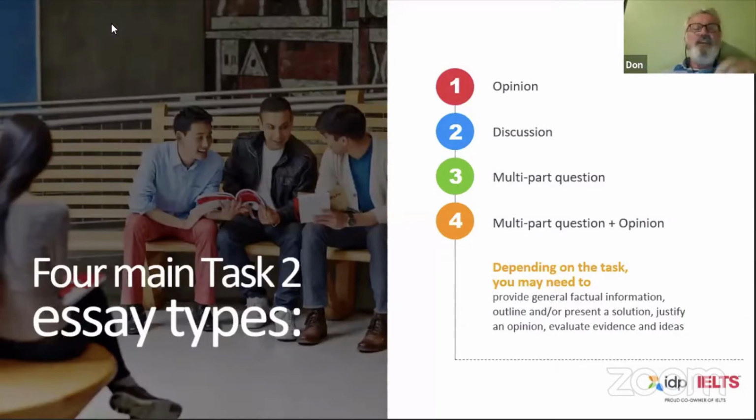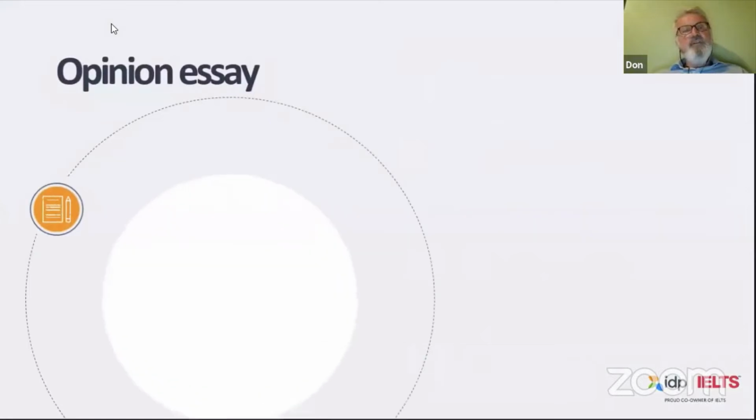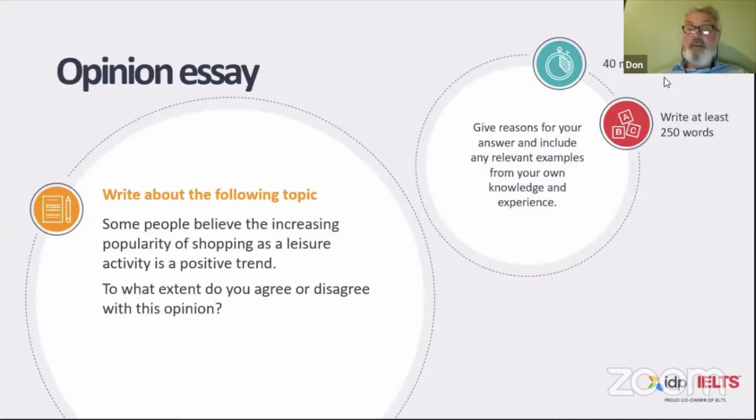You may be asked to give causes and effects and then give an opinion about how those effects could be solved. All of these things are different tasks. And this means that you need to read the question very carefully. Let's look at some examples of this. We're going to look at 4 different essays, and these essay tasks are all on the same topic. They're all about the popularity of shopping as a leisure activity.